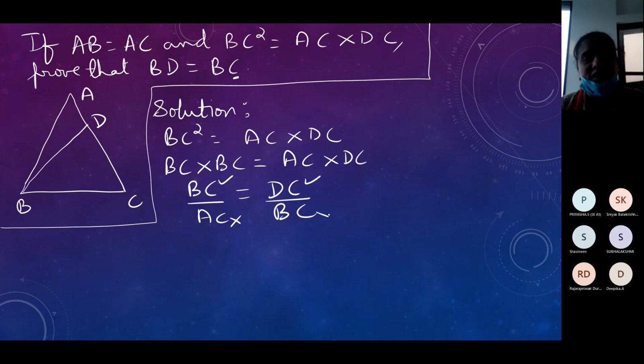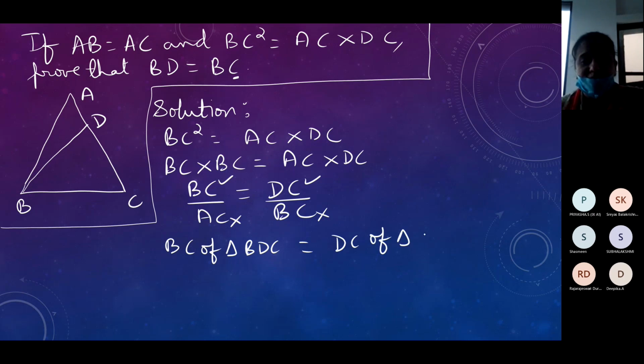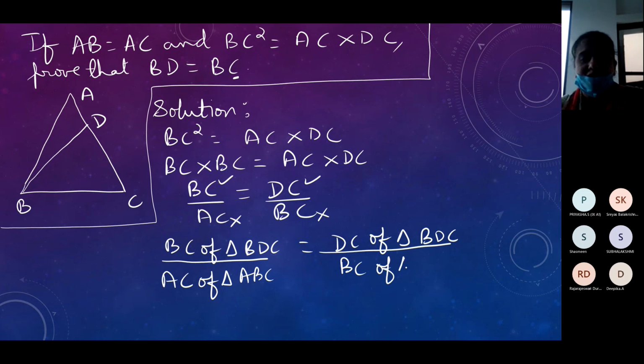BC and DC are of which triangle? BC and DC are of BDC. So let me write that here. BC of triangle BDC is equal to DC of triangle BDC. AC and BC are of which triangle? ABC. AC of triangle ABC, BC of triangle ABC.